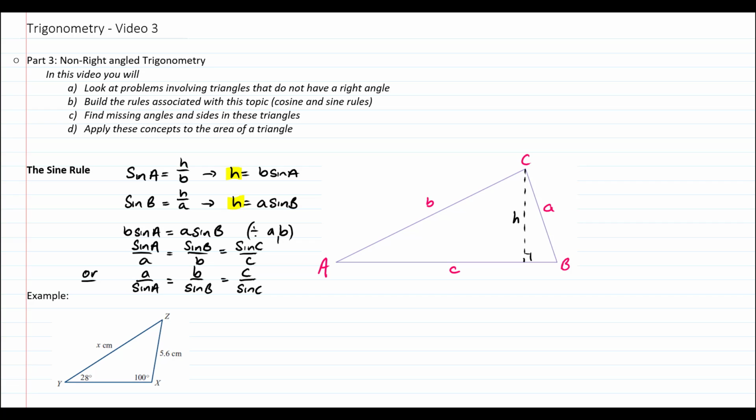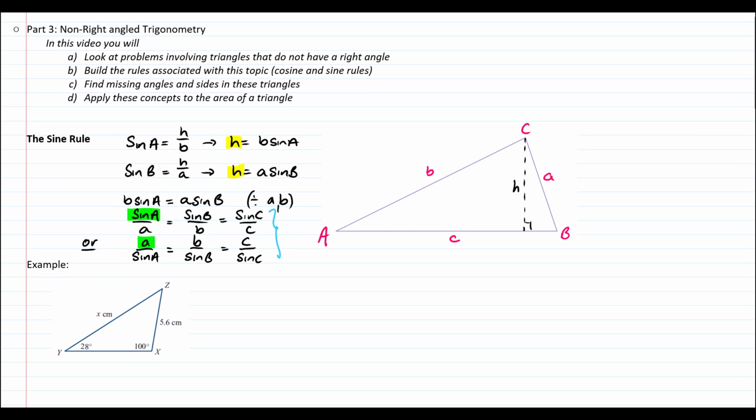Now, you might be thinking, well, when do I use which one? And the key here really is, if you're looking for a missing angle, well then call that angle A and use the first one. If you're looking for a missing side, then call it A and use the second one. Always try and put the thing that you're missing, the thing you're trying to find, as the numerator of one of your fractions. And there we have it, the two versions of the sine rule right here.